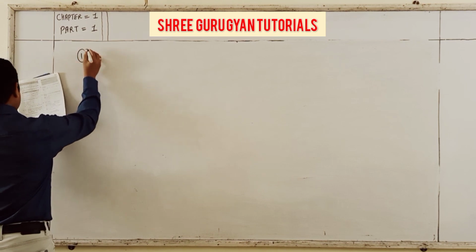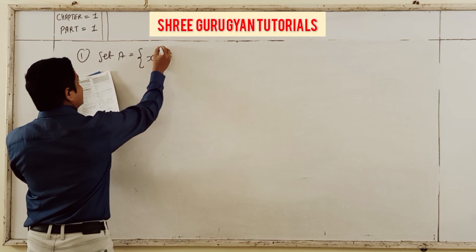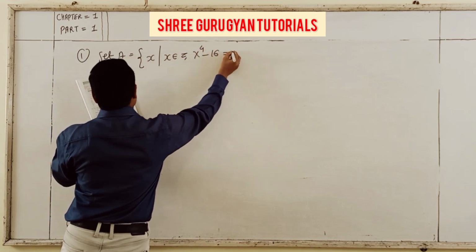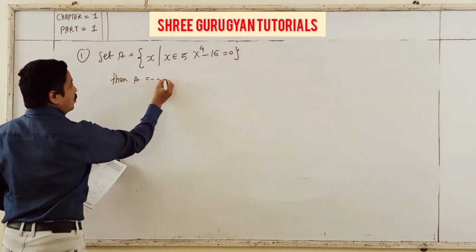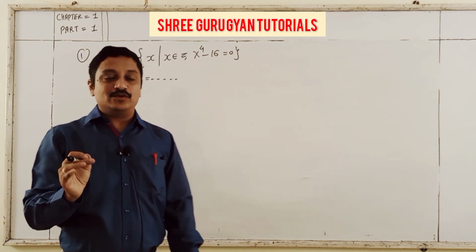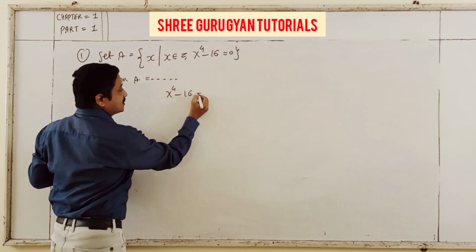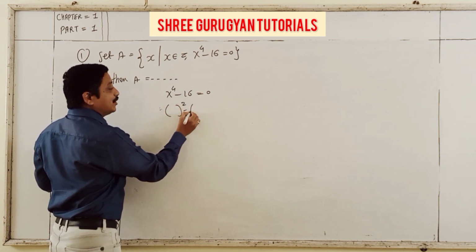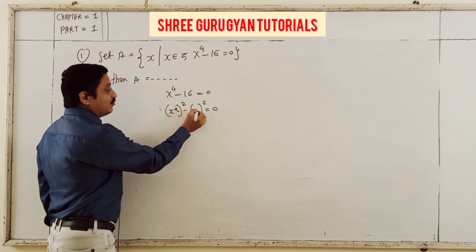In the set A, given x such that x belongs to Z, x raised to 4 minus 16 is equal to 0, then asking what are the possible sets. Students, how do you declare the possible sets for x raised to 4 minus 16? So you know that 16 is which number raised to 4? I will write it as a square. Here x square, but here 4.